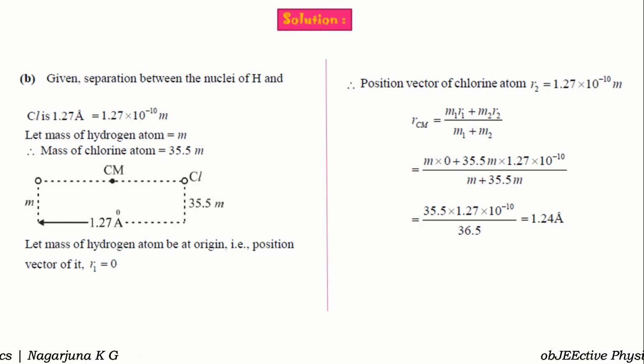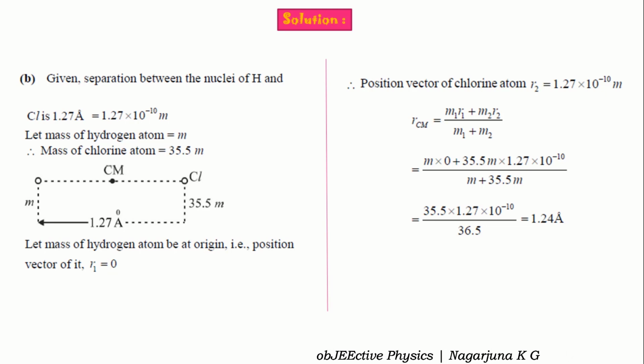From position vector of center of mass, Rcm is equal to m1 r1 plus m2 r2 divided by m1 plus m2, that is equal to m into 0 plus 35.5 into m into 1.27 into 10 power minus 10 divided by m plus 35.5 m. That implies 35.5 into 1.27 into 10 power minus 10 divided by 36.5, that is equal to 1.24 angstroms. Therefore, option B is the right option.